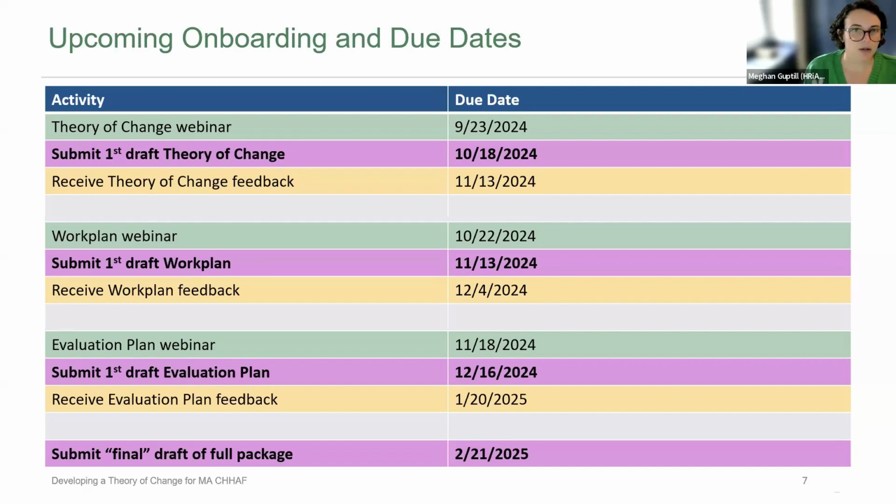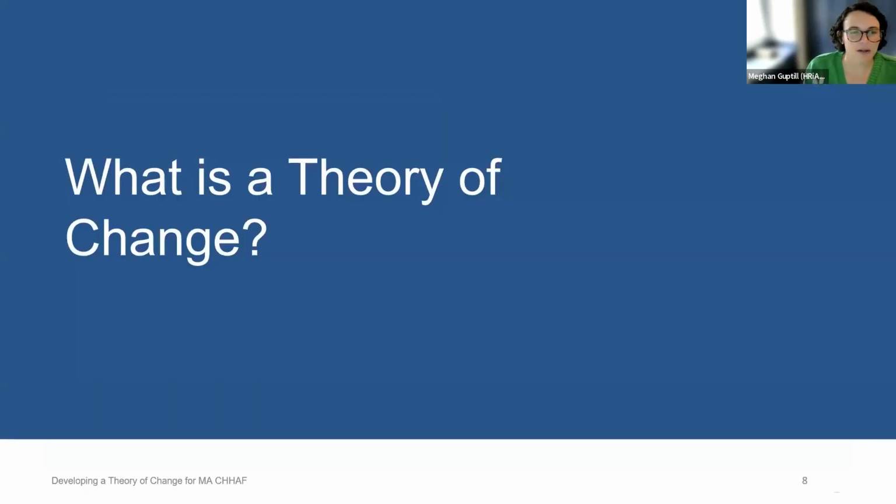But just as a reminder that for each of these 3 onboarding webinars, we'll ask you to submit a draft of the tool that we're talking about. So today, we'll ask that you submit a draft theory of change by October 18th. And then we'll provide you feedback on that draft with a final submission of all three, the theory of change, the work plan, and the evaluation plan due on February 21st, 2025. So some time to develop those. And with that, I will pass it to Hannah to start talking about theories of change.